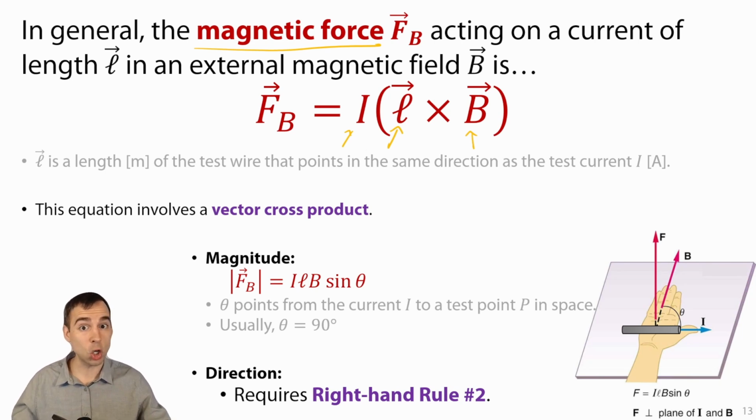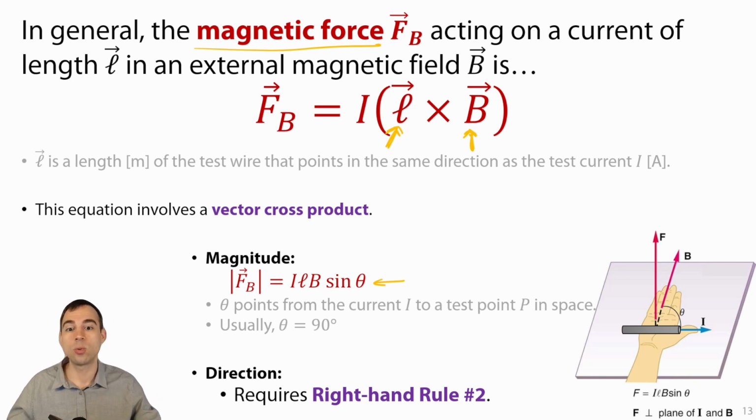Now, this is a vector cross product. This is what happens when we multiply together two vectors like you see here. I times L is one vector and B is another vector, the magnetic field. For a cross product, we can always calculate the magnitude of this cross product as being the magnitude of the first vector times the magnitude of the second vector times the sine of the angle between them. If we have a 90-degree angle between these two vectors, then this equation would be maximized and the magnitude would just be IL times B. But determining the direction of this magnetic force involves another right-hand rule.